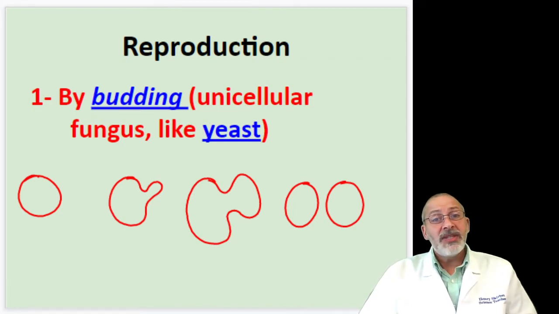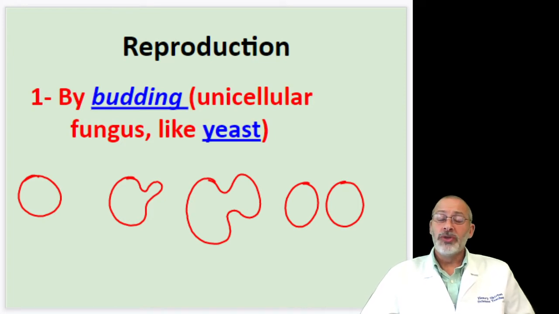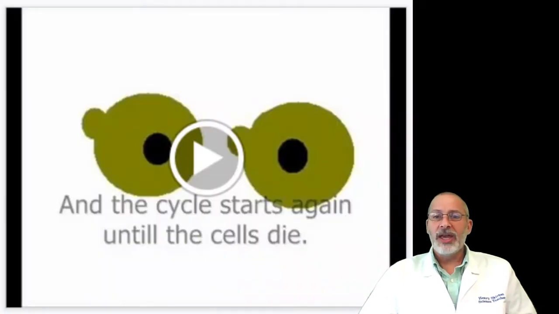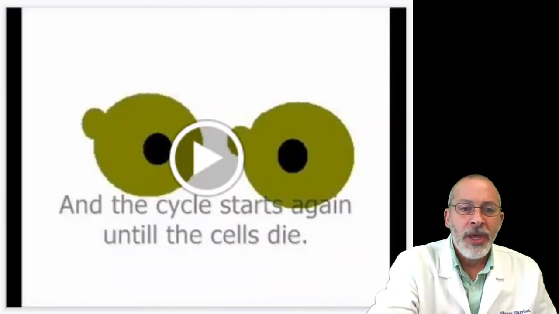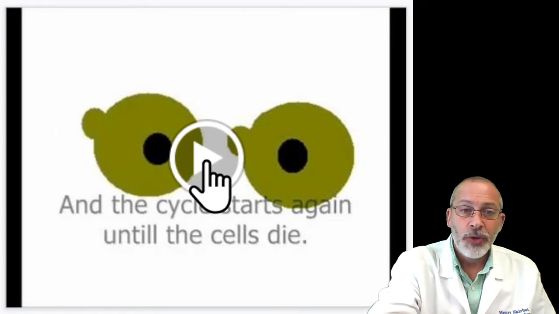And yeast is an example of a unicellular fungus that reproduces in this manner. And they can reproduce rather quickly, as we will observe ourselves in the near future. So here's an illustration of a unicellular fungus reproducing. And so let's check this out.